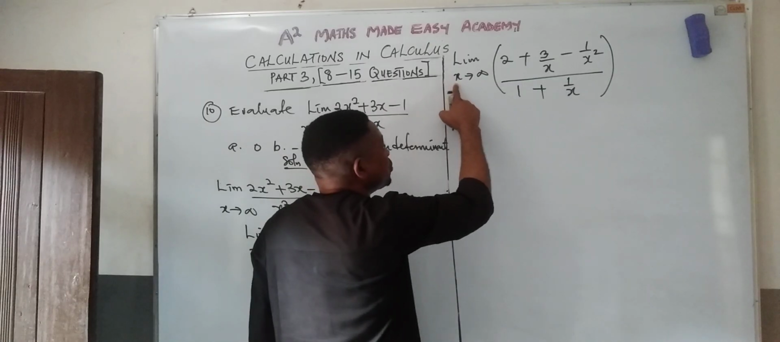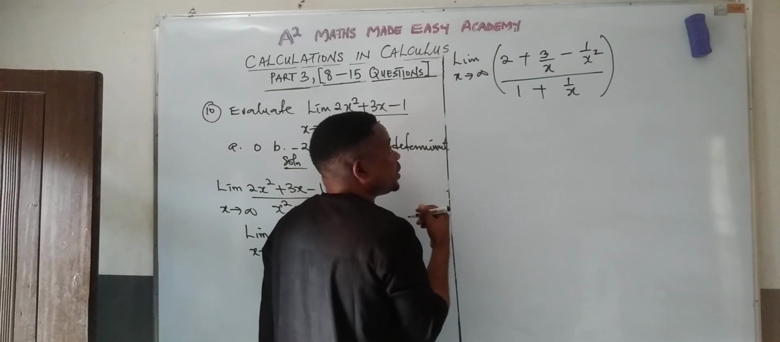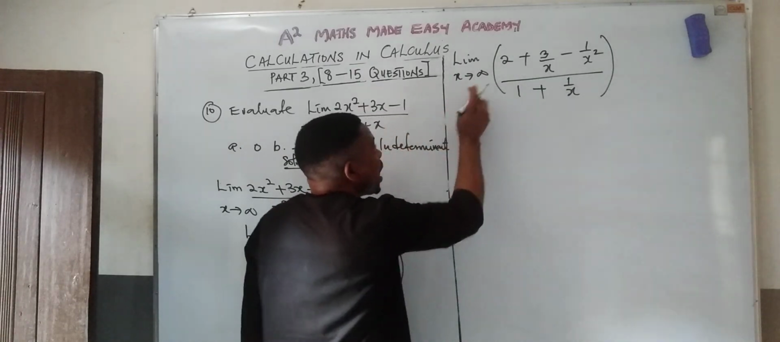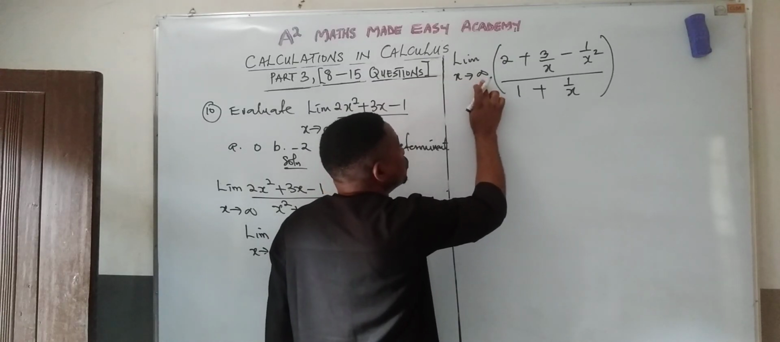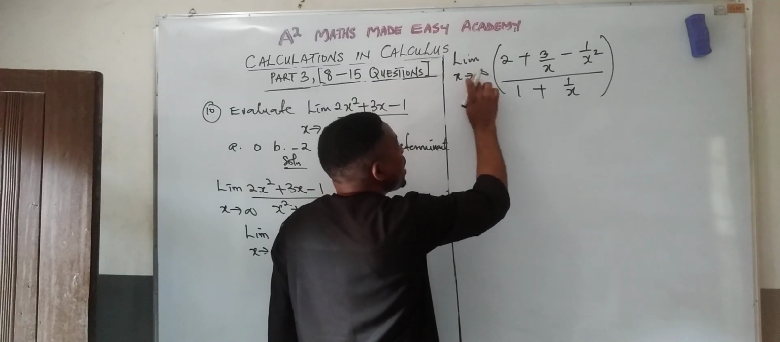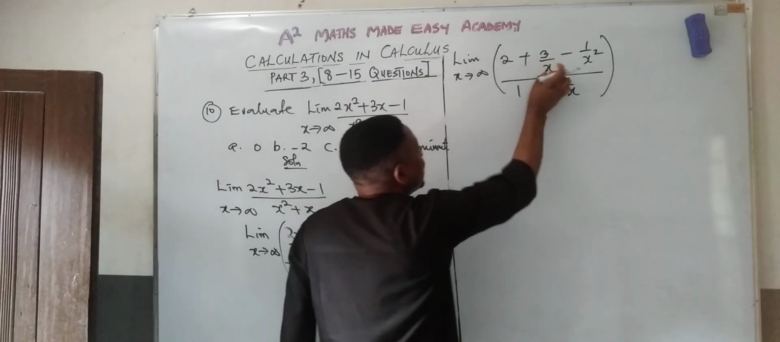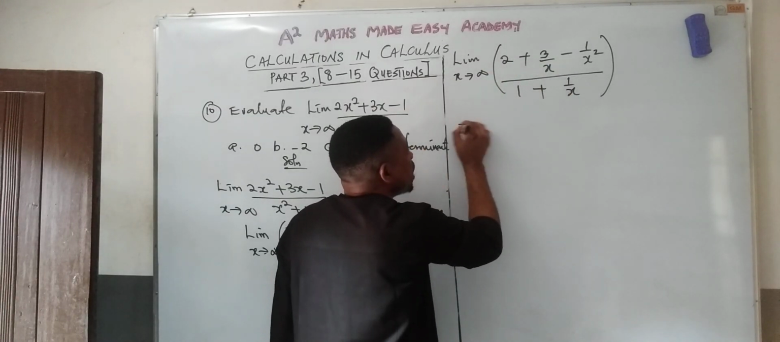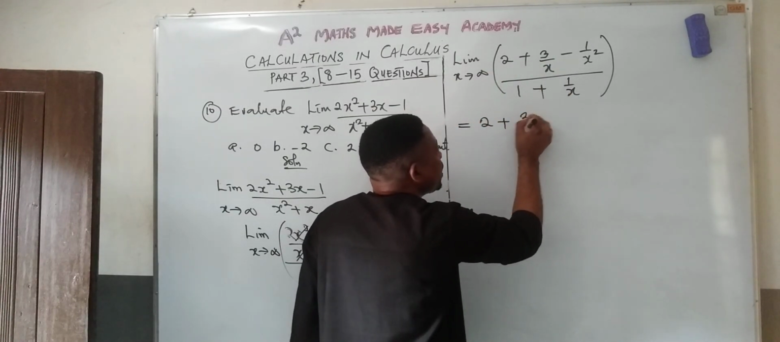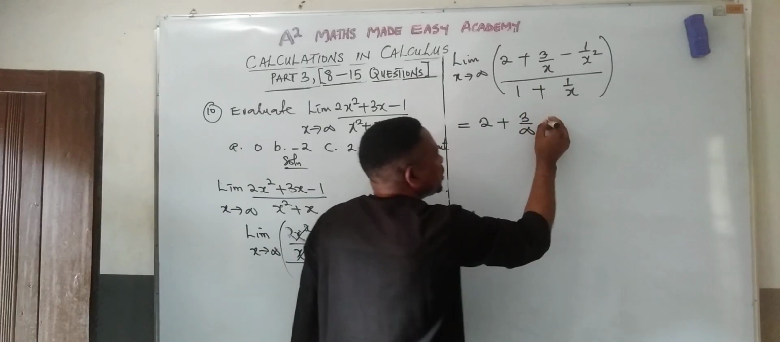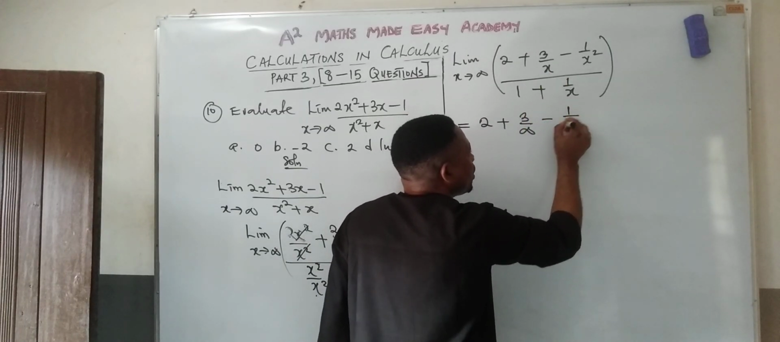What does X tend to? Infinity. Am I communicating now? As we are substituting what X tends to, what do you think will happen? Anywhere you see X from here, remove it and introduce infinity. It will now become 2 plus 3 all over infinity, minus 1 all over infinity.